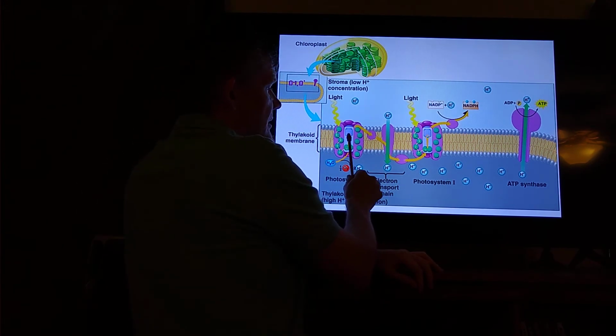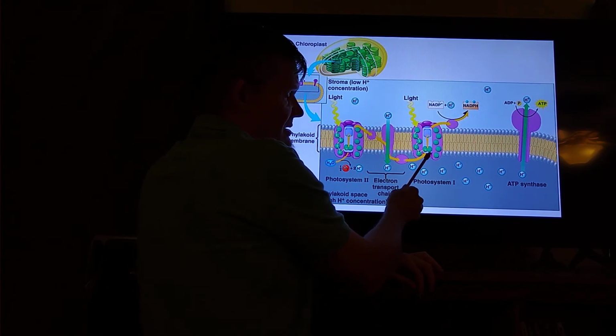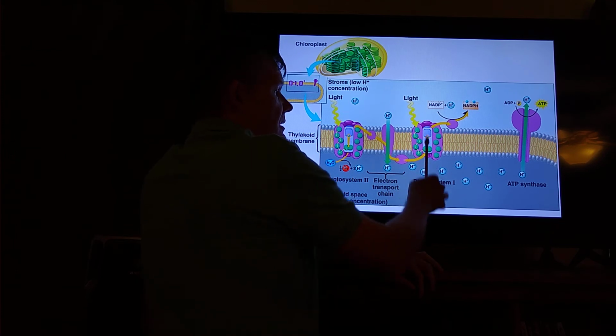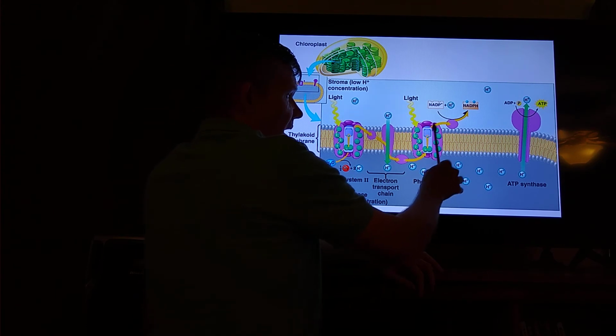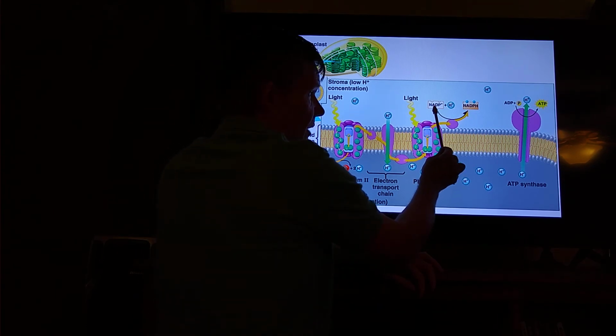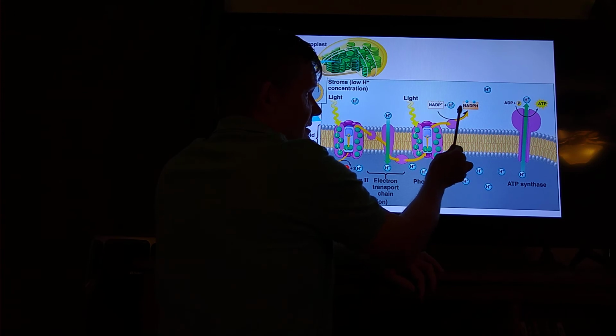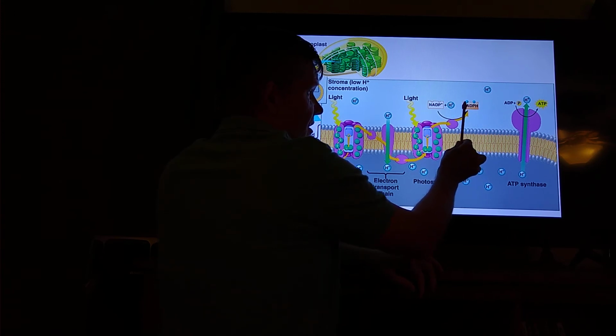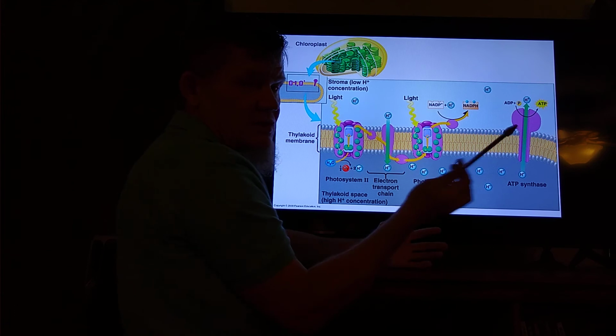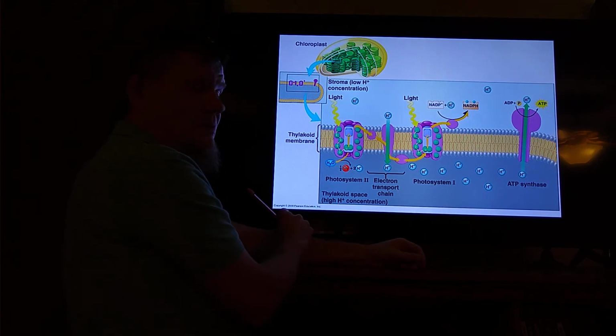That electron that got knocked off of chlorophyll B will ultimately get passed to chlorophyll A, which in turn has an electron knocked off. Chlorophyll A's electron will get passed and ultimately dumped onto NADP+, turning it into NADPH. And this takes 2 electrons.